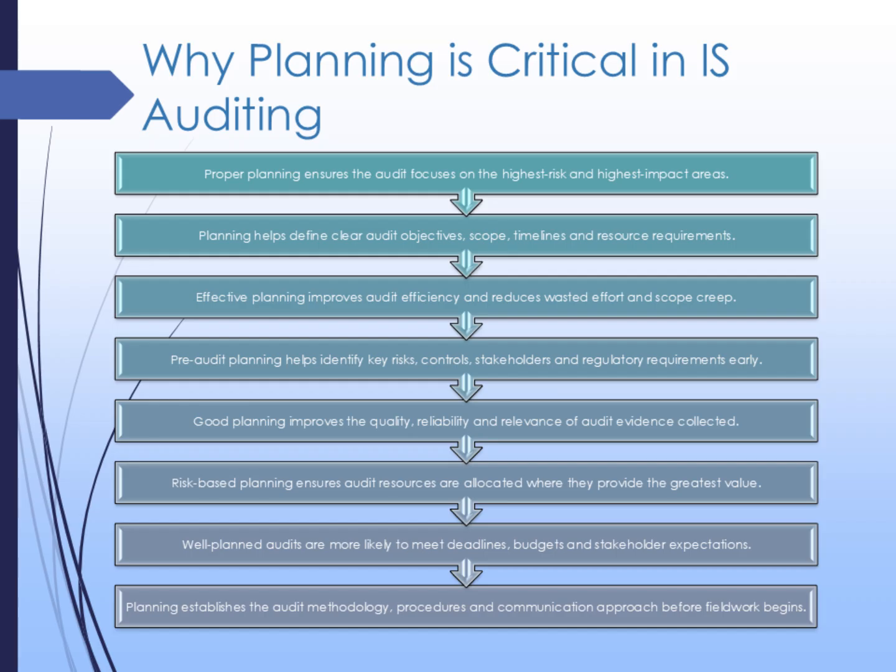Planning is one of the most important success factors in information systems auditing because it establishes the foundation for the entire audit engagement. A well-planned audit ensures the auditor focuses on the areas of greatest business risk and organizational impact, rather than applying resources evenly across all areas regardless of significance. Effective planning helps define clear audit objectives, scope boundaries, timelines, methodologies, and resource requirements. This improves efficiency, reduces duplication of effort, and minimizes the risk of scope creep during the engagement.